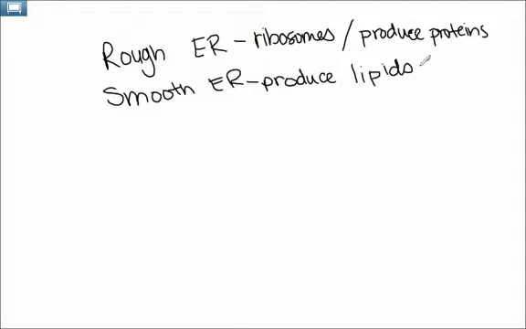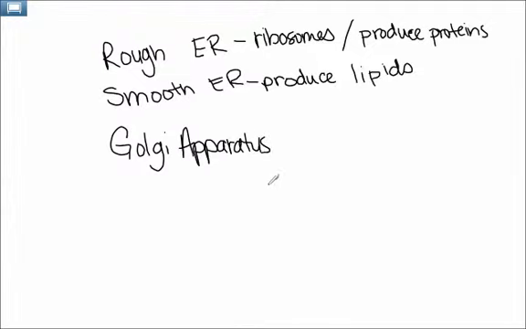So these are produced inside. There's an inside and outside to the ER, right? And they get produced, and then they pinch off, and they have their own membrane around them. They're a vesicle, and they get transported to the Golgi apparatus. The packaging, the UPS system.